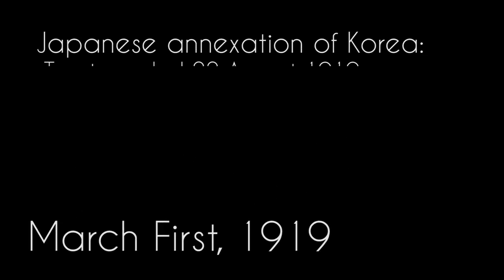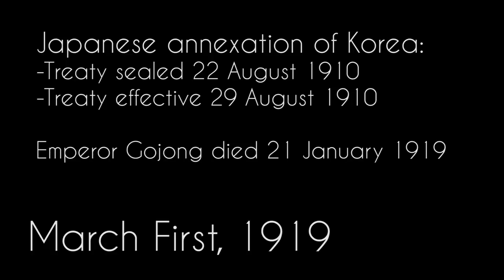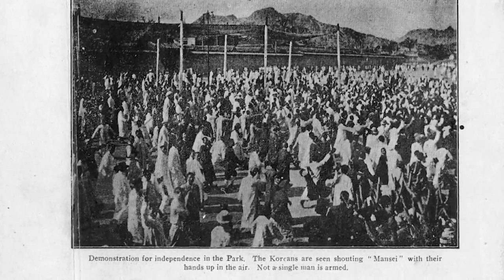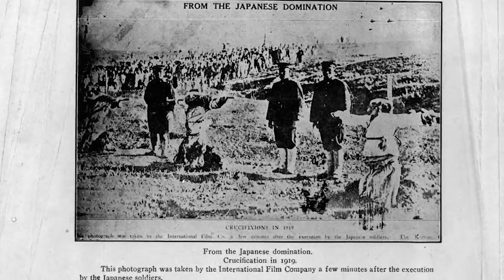The March 1st Movement began on, wait for it, March 1st, 1919. At this point, Korea had been under Japanese rule for almost a decade, and a former Korean emperor had recently died, possibly due to Japanese poisoning. During this movement, up to 2 million Koreans participated in more than 1,500 separate protests around the country over the course of several months. In the process, about 7,000 were killed, 45,000 were wounded, and 49,000 were arrested.